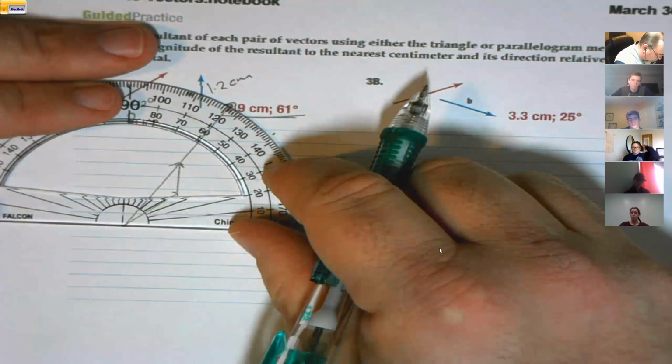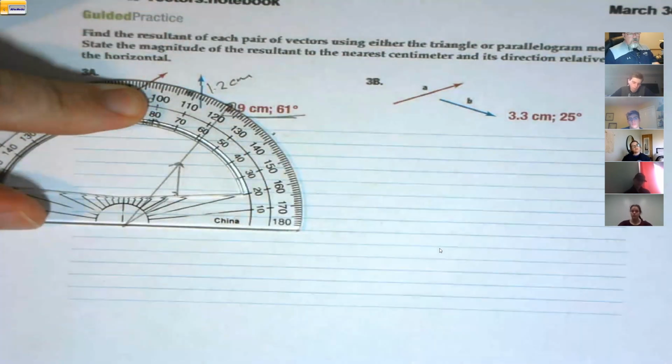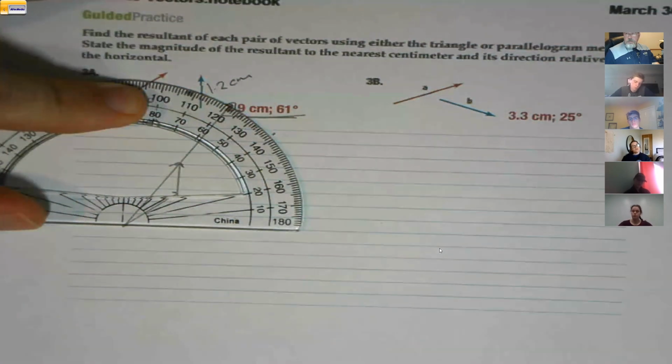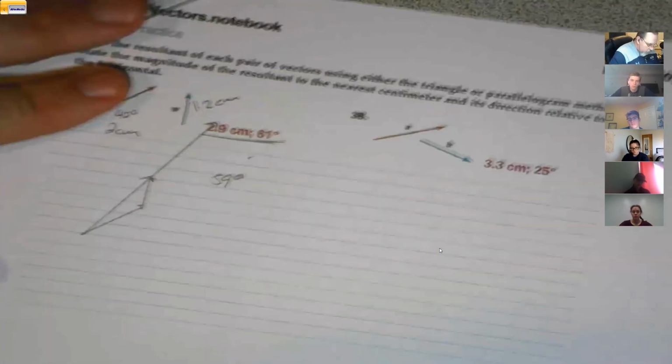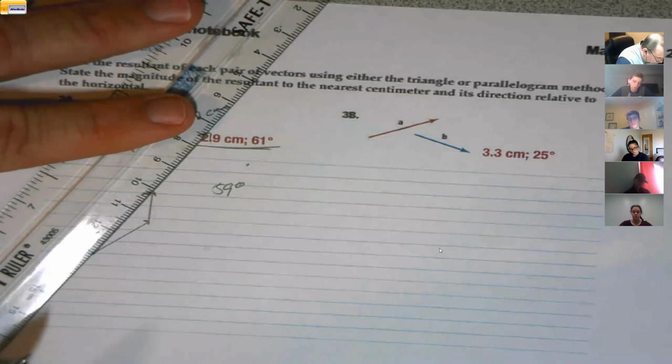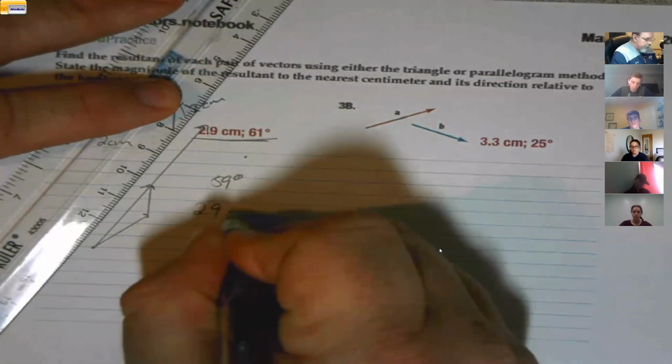Now that's supposed to be at 61 degrees. I'm a little off. If you can see that, I'm probably at 59 degrees. And if this were on a test or a quiz, that'd be great, I'd give you 100% on this. So what I got was 59 degrees. It's supposed to be 2.9 centimeters, and I'm pretty much dead on there. 2.9 centimeters. All right, there we have it.